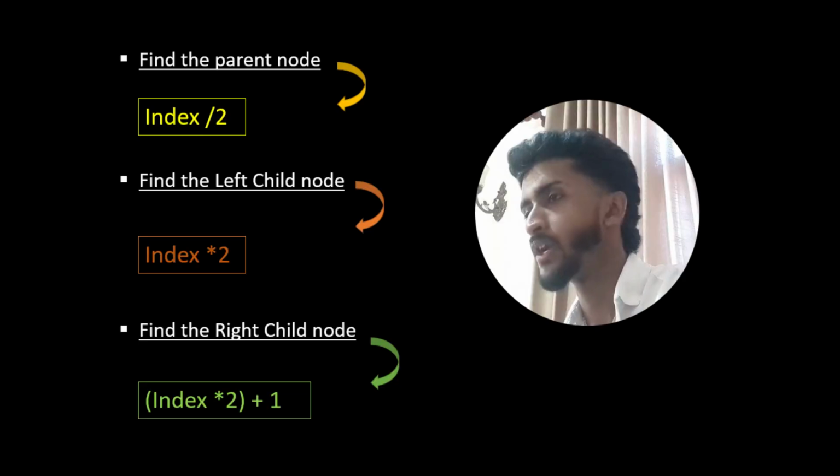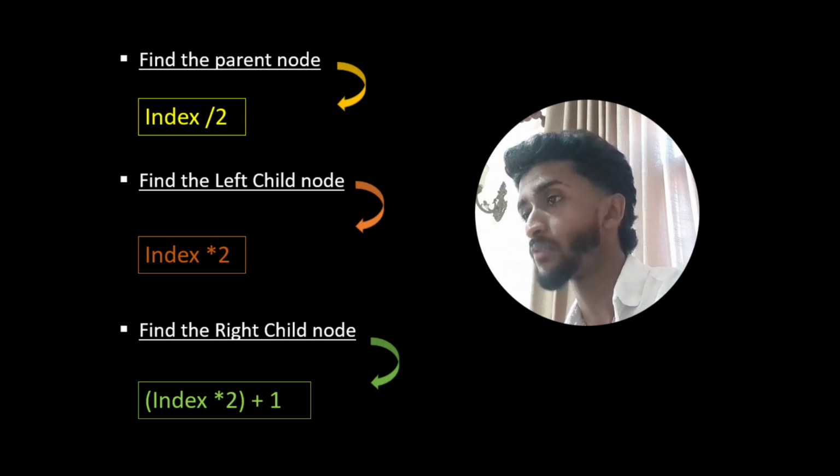Now comes the most important part of this lesson. This is the index relationship. Using index values, we can easily find the parent, left child and the right child of any node. Let's assume a node is stored at index I. To find the parent of that node, we divide the index by 2. So parent index is I divided by 2.